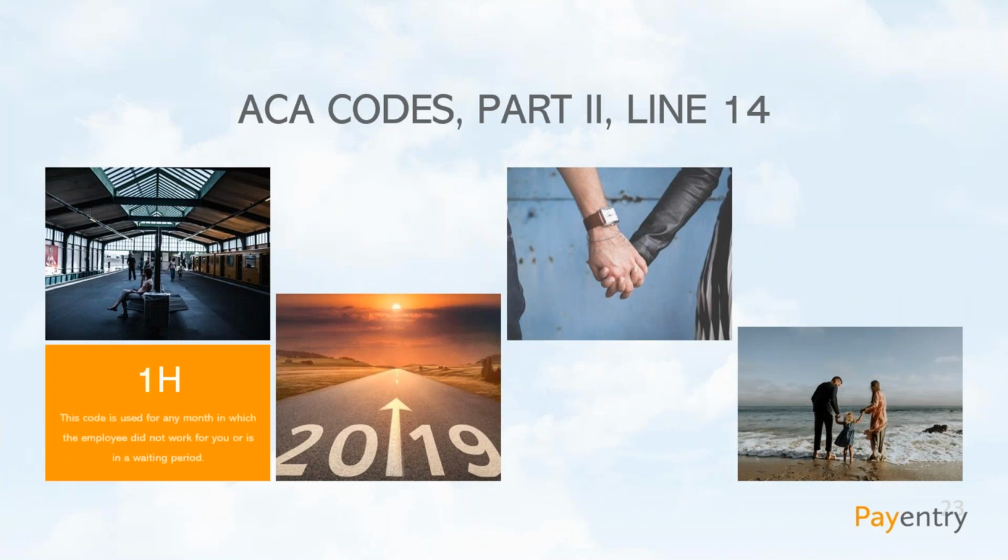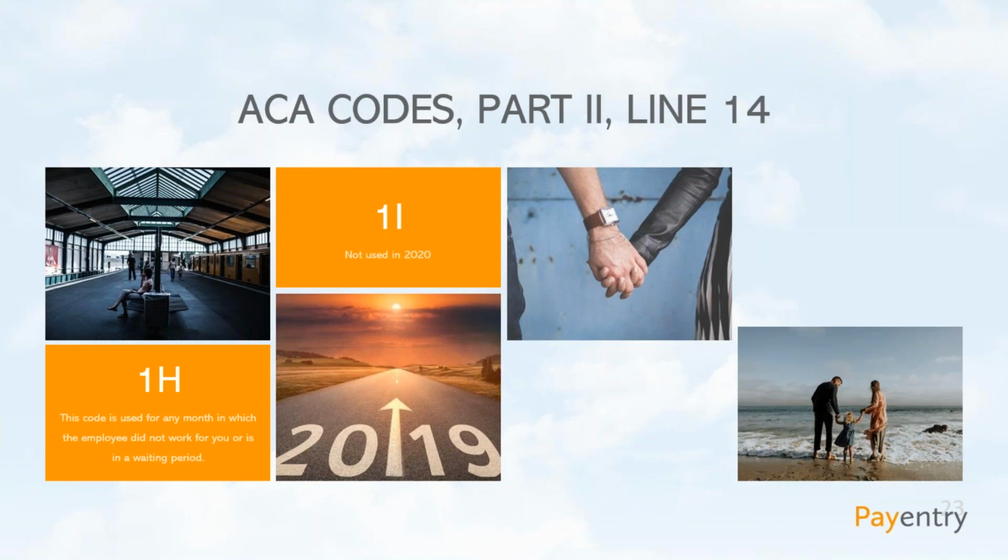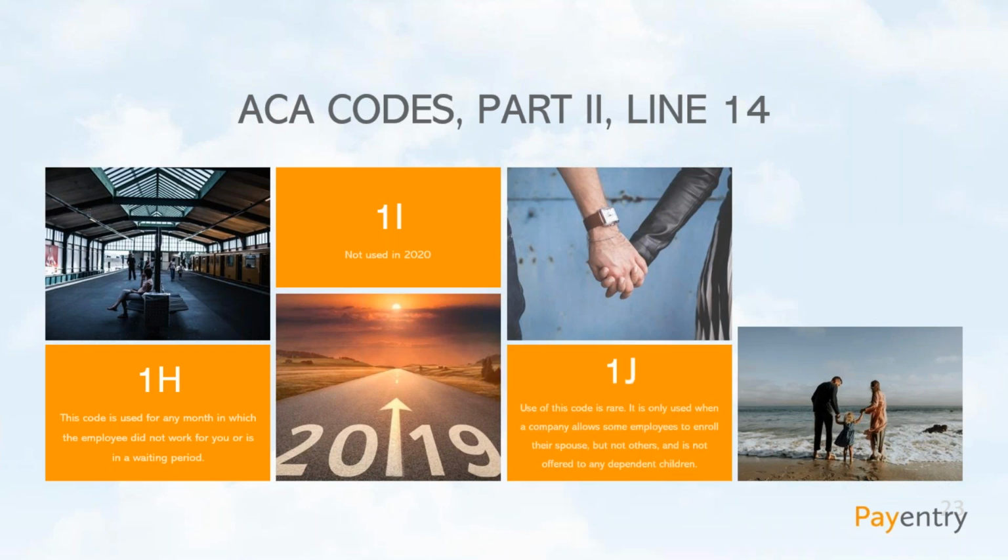We're still on Part 2, line 14. 1H is used for any month in which the employee did not work for you or is in that limited assessment period. So remember I said that every month on the calendar has to be filled in. That means that you would put 1H if the person didn't work for you or if they're in their waiting period. 1I is not being used yet, and 1J is used very rarely.